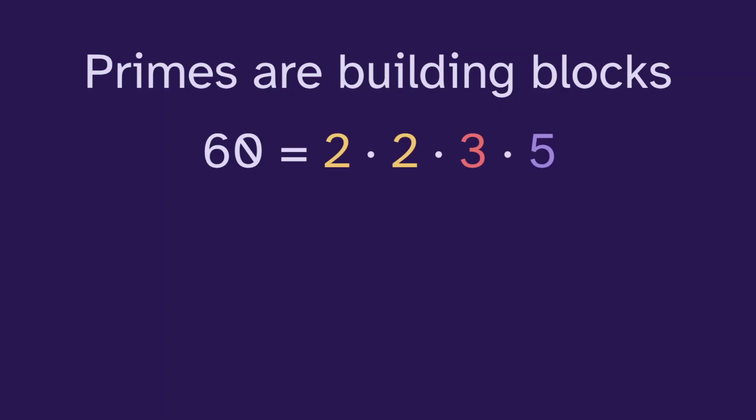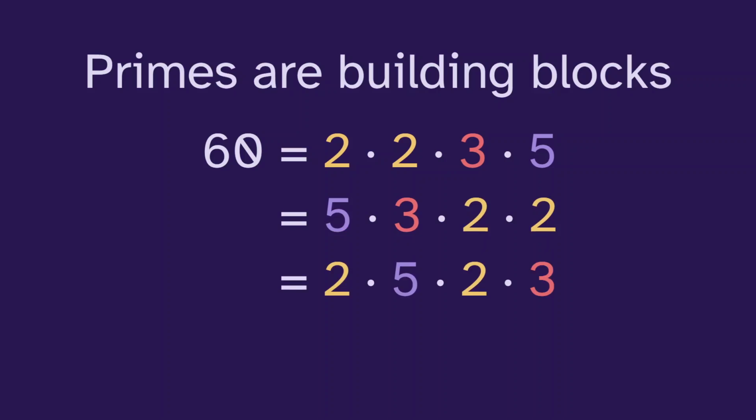For example, if we want to write 60 as a product of primes, we can write that as 2 times 2 times 3 times 5. We could also write it as 5 times 3 times 2 times 2, or 2 times 5 times 2 times 3, or 3 times 2 times 2 times 5. But we see in all of these cases, we're using the same 4 primes. They're just in a different order. So if we ignore the order, there's only one way to write 60 as a product of primes.